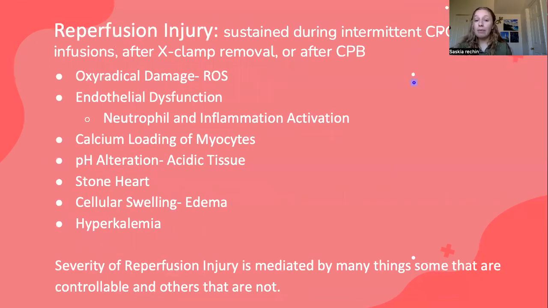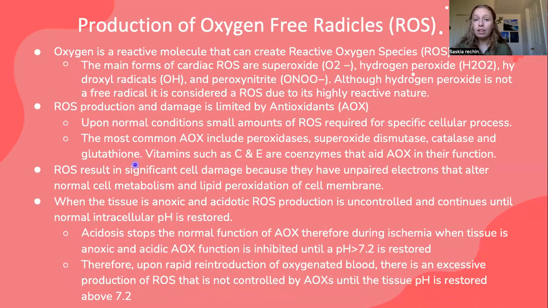Now let's get into the type of damage that we are going to inflict with cross-clamp, cardioplegic delivery, and then reperfusion. These are the main components that we're going to go over in a bit more detail now. First up, we have production of oxygen-free radicals.